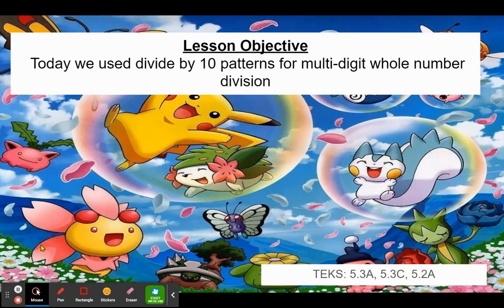All right, everybody, let's go ahead and take a look at today's lesson objective. So today we used dividing by 10 patterns for multi-digit whole number division. Sorry, the typo there.